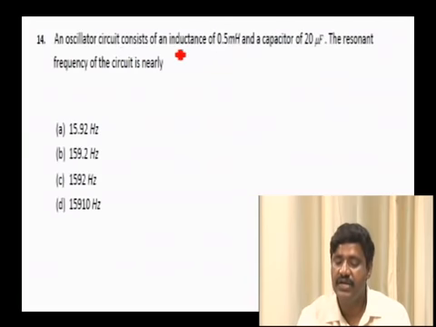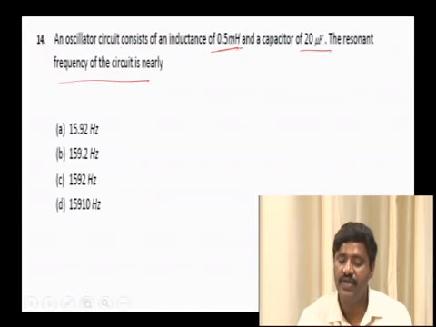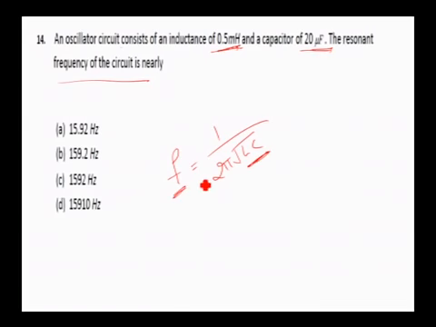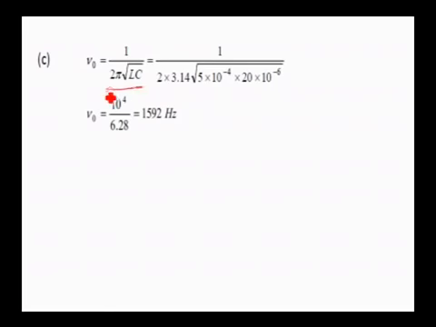There is an oscillator circuit consisting of an inductance 0.5 millihenry, capacitance 20 micro. Resonant frequency F is equal to 1 by 2 pi root of LC. We have L and C. Substituting L and C in the equation, we get the frequency and the simplification is done here. 2 pi root LC, 2 into pi, 5 into 10 power minus 4, it is C. Simplification gives 1592.